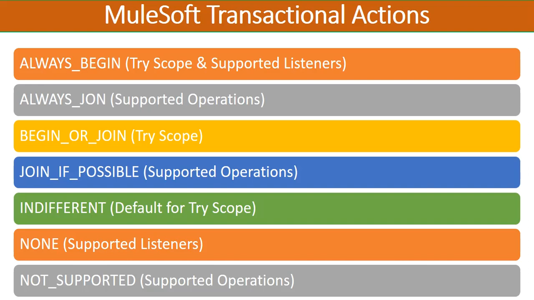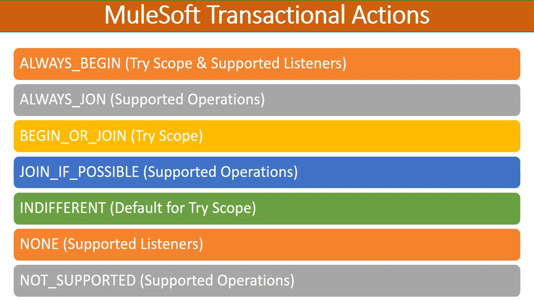So when you select always begin, this means that whenever the flow reaches that particular point, be it a supported listener or be it a try scope, this is going to start a new transaction. So in case of local transaction, it's going to create a new transaction. But if a transaction is already there, of course, in that case, it will throw an error because it's not an XA transaction, and in local, there can be only one transaction at a time.